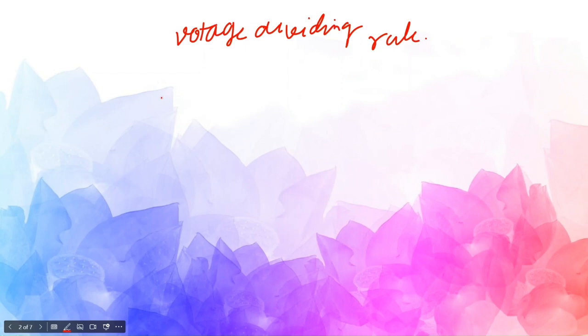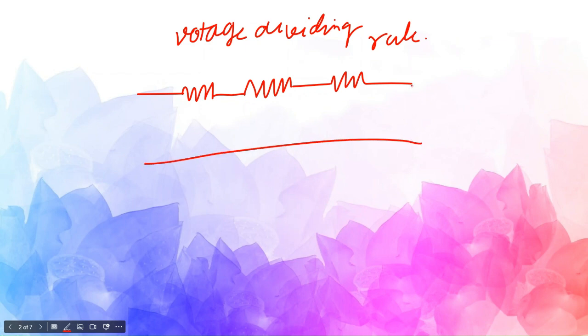So to understand this, let us take an example of a circuit with three resistances which are in series, right? This is a circuit where the resistances are connected in series. This is voltage V, and here it is R1, R2, and R3.